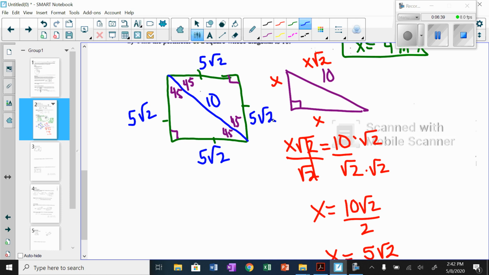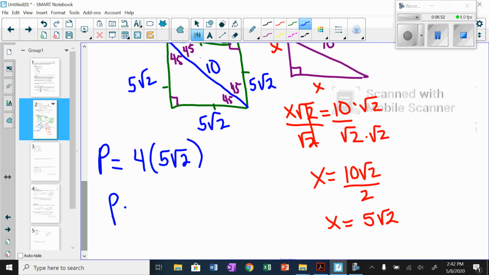Now I wasn't asking for the area, I'm asking for the perimeter. So the perimeter is going to be 5 root 2 plus 5 root 2 plus 5 root 2 plus 5 root 2, or 4 times 5 root 2, which is 20 root 2.